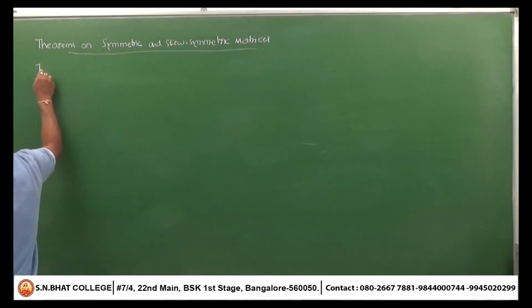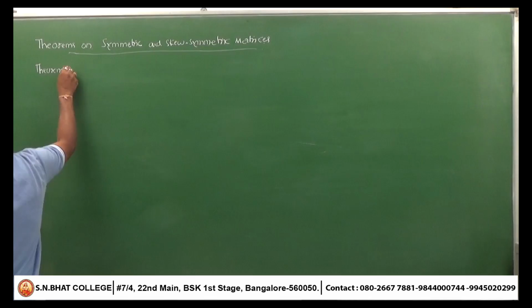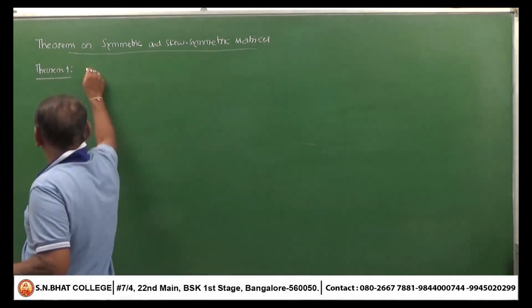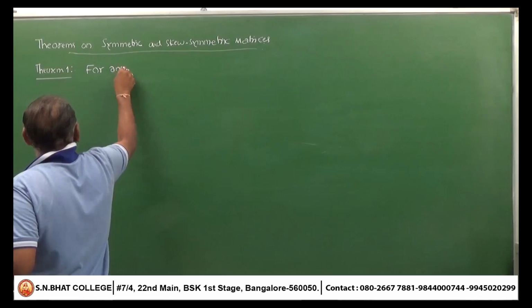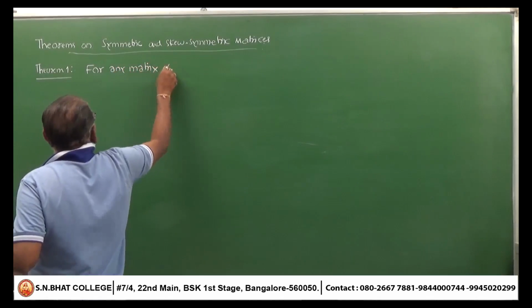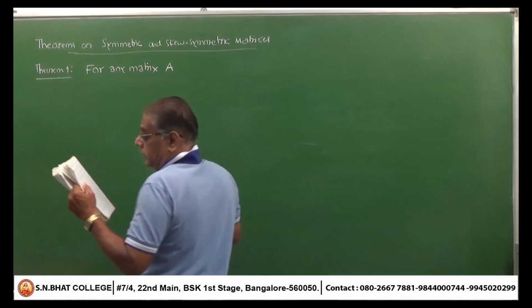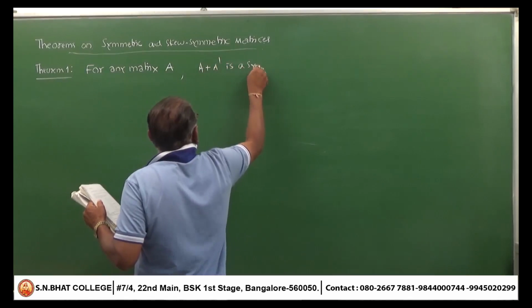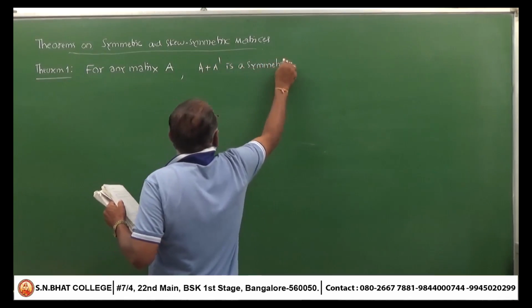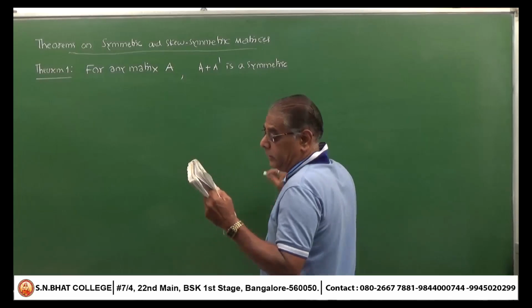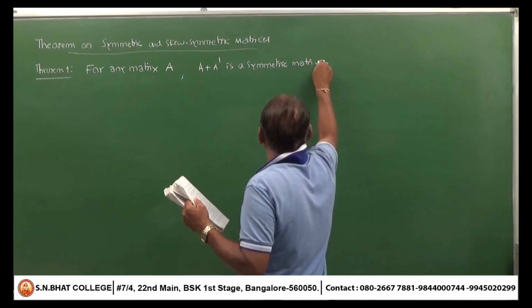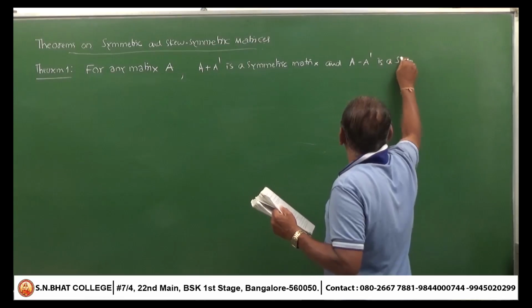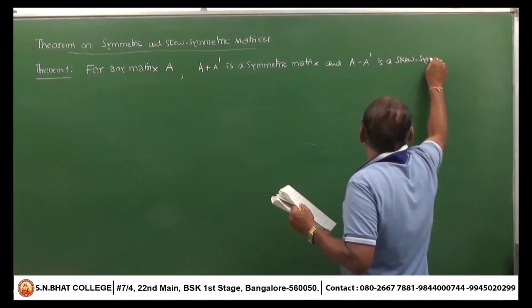Take down theorem number 1. For any matrix A, A plus A transpose is a symmetric matrix, and A minus A transpose is a skew symmetric matrix.